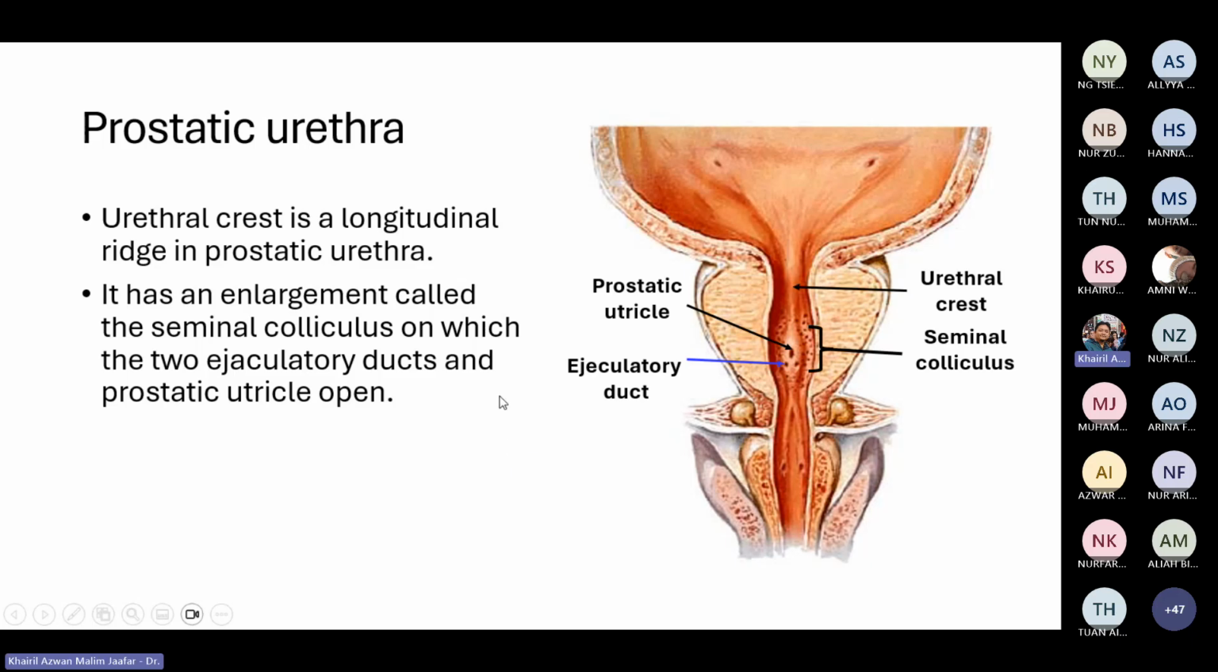In the prostatic urethra, there's an enlargement called the seminal colliculus, where the two ejaculatory ducts and the prostatic utricle open. There's an opening for the ejaculatory ducts, which are made up of the vas deferens and the seminal vesicle. There are also openings for the secretions of the prostate gland, and all the secretions are released in this area called the seminal colliculus.